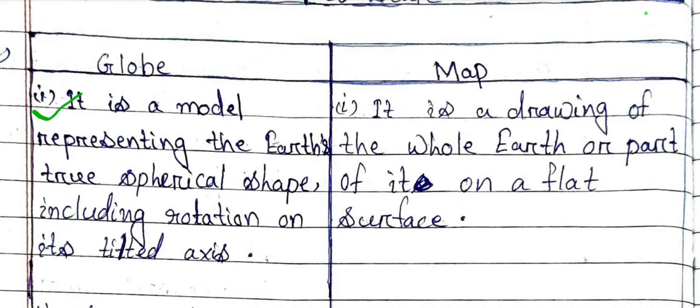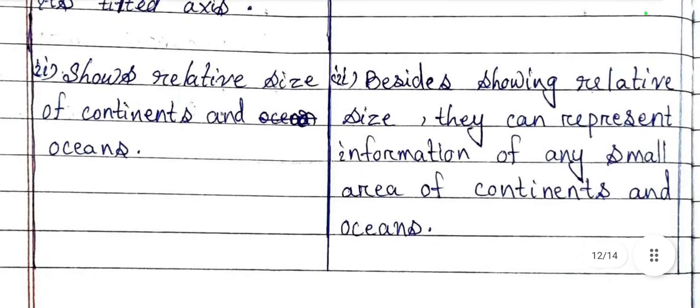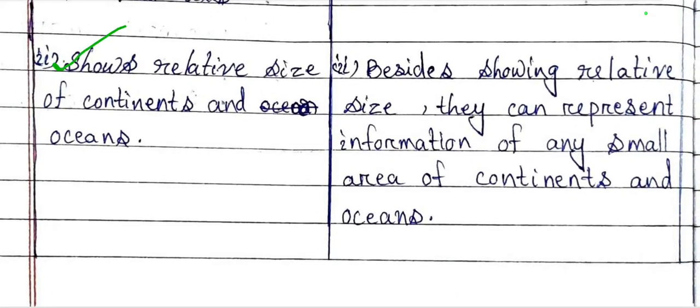So first point is, it is a model representing the earth's true spherical shape including rotation on its tilted axis. Then the first point of map, it is a drawing of the whole earth or part of it on a flat surface. Then next is, shows relative size of continents and oceans. So besides showing a relative size, they can represent information of any small area of continents and oceans.